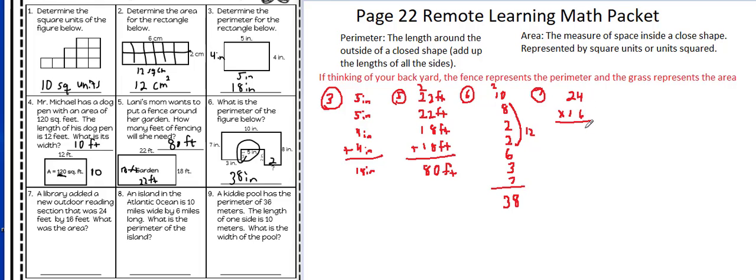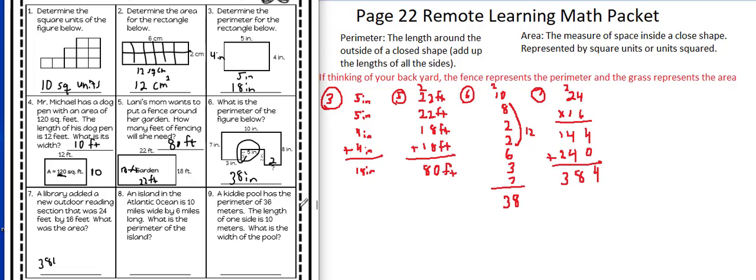First job, 6 times 4, 24. Carry my 2. 6 times 2, 12, 13, 14. Okay, I put my 0 there because I'm moving over to the tens place. 1 times 4 is 4. 1 times 2 is 2. And I add those up. 4, 8, 3. So what is the area? The area is 384 square feet, or feet squared.